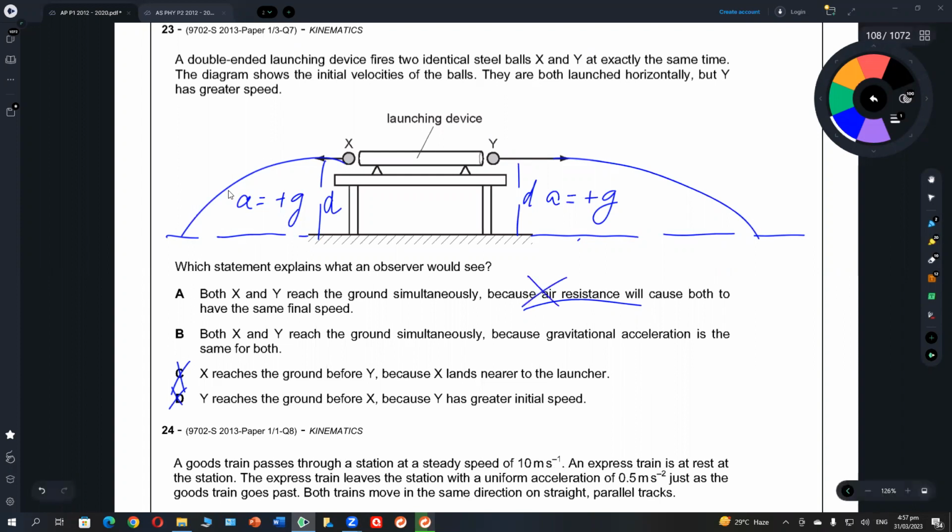A is wrong because of this air resistance logic. Both objects have traveled the same vertical displacement, so they will reach the ground at the same time. So B should be the answer.